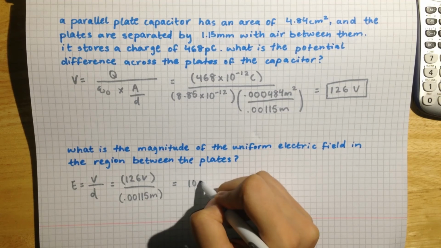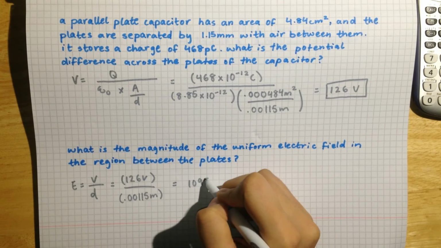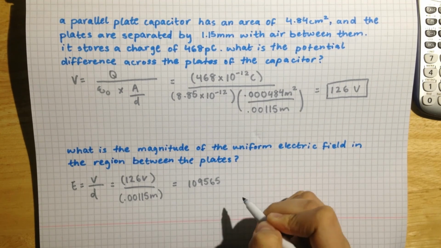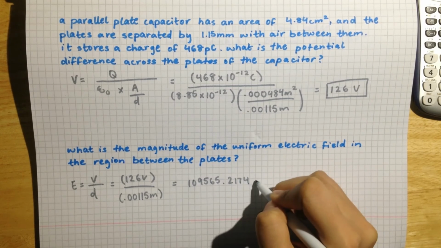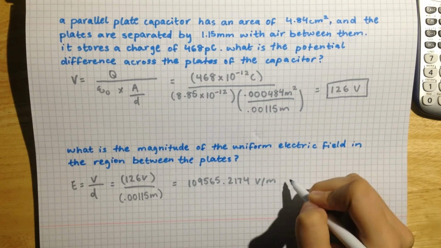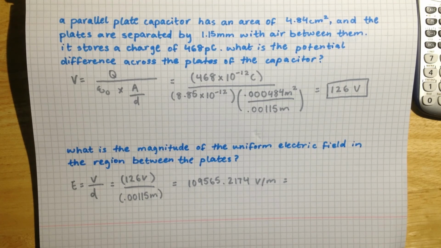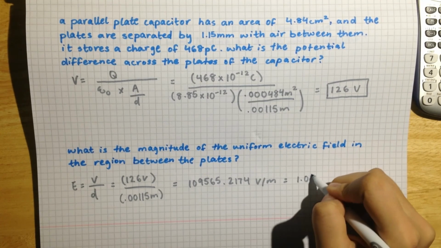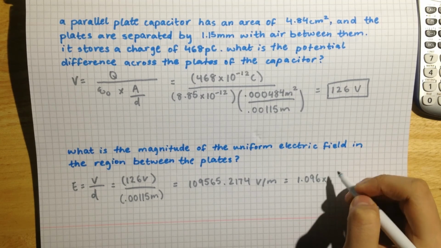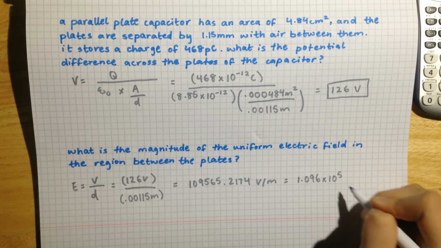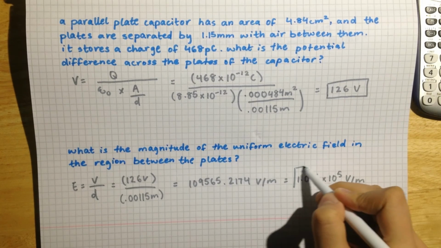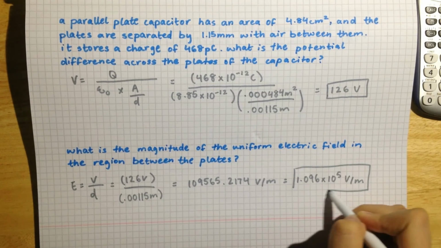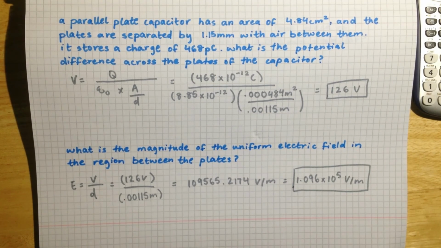And so we get 109,565.2174, and this is in volts per meter. In scientific notation this would be 1.096 times 10 to the 5th volts per meter as the magnitude of the electric field between the two plates.